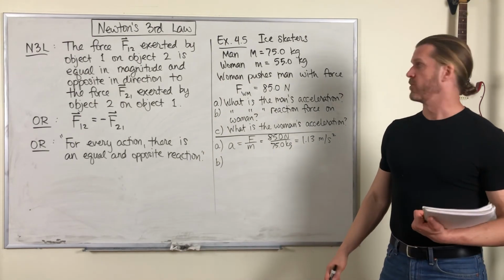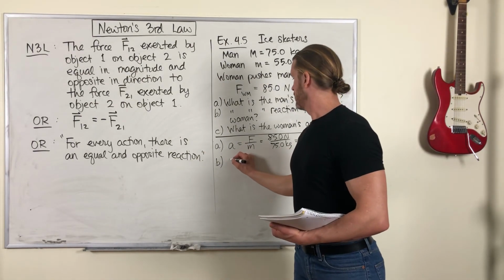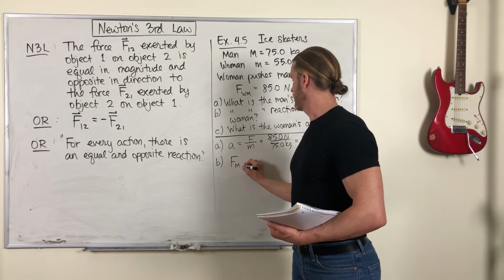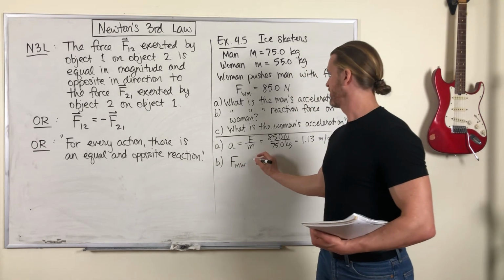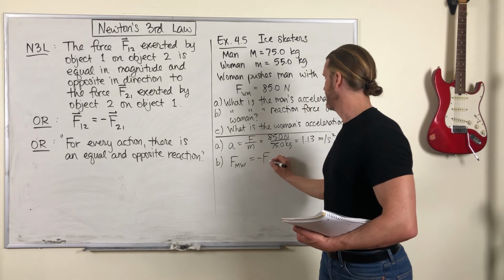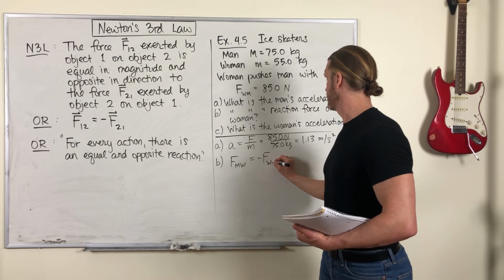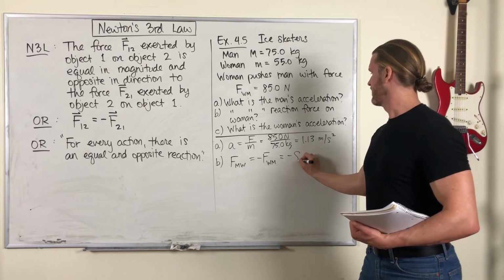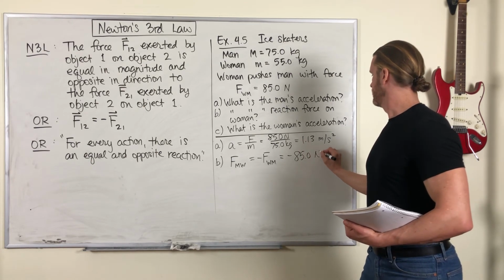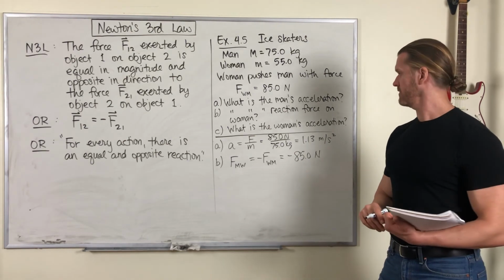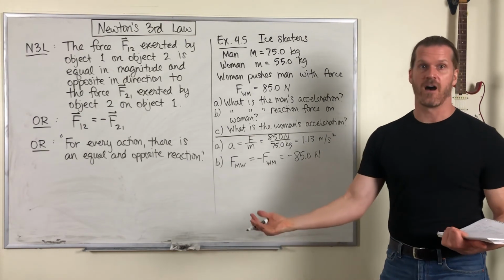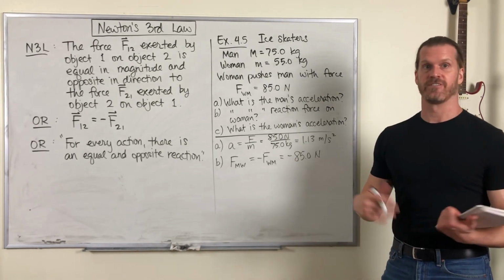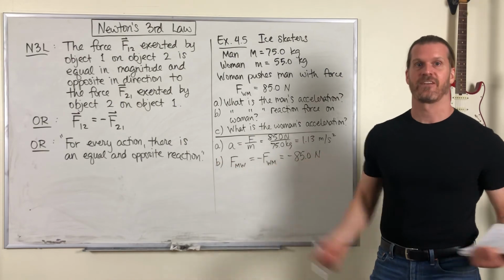What's the reaction force on the woman? Well, Newton's third law says that the force of the man pushing on the woman is equal in magnitude and opposite in direction to the force of the woman pushing on the man. So it's minus 85 newtons. Same amount of force, just in the opposite direction. So the man's going to start moving in the opposite direction that the woman does. They accelerate apart.